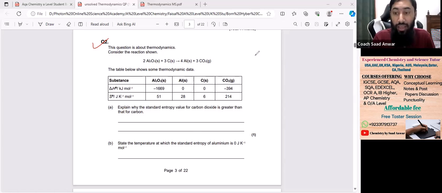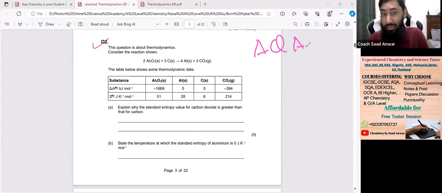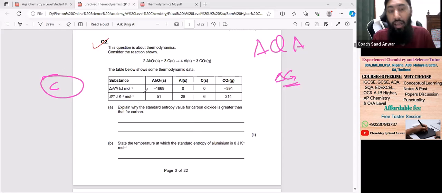This is from AQA A-level chemistry. This question is from thermodynamics, and you guys know about feasibility of reaction and Gibbs free energy. This question is related to that stuff. Let's see how I can make this question easy. This question has three parts, but I will focus on part C.